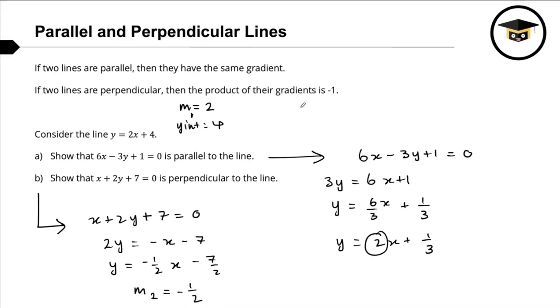Now let's double check if these two gradients actually multiply to give us -1. So m1 times m2 is equal to -1/2 times 2, which is equal to -1. So therefore, we can conclude that the two lines are indeed perpendicular.